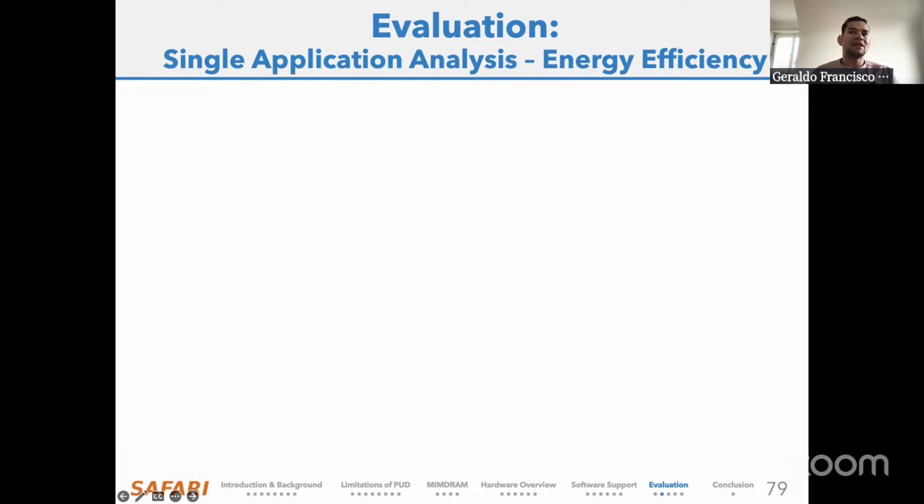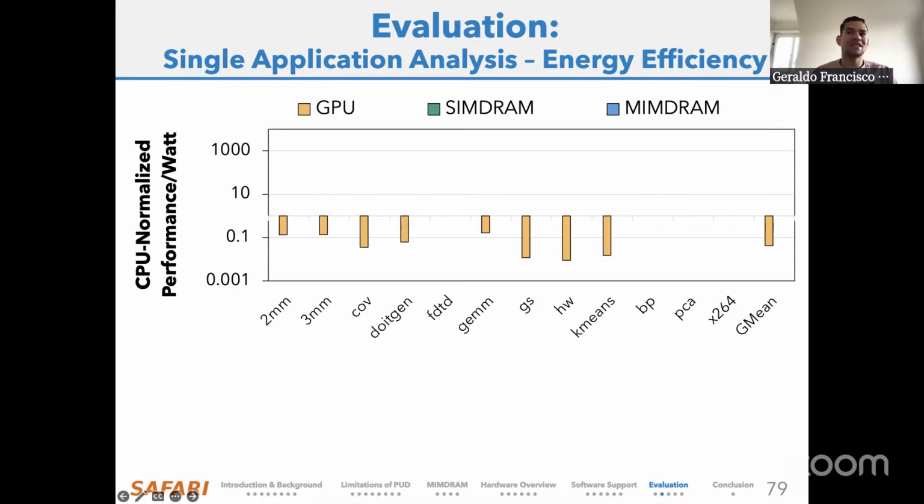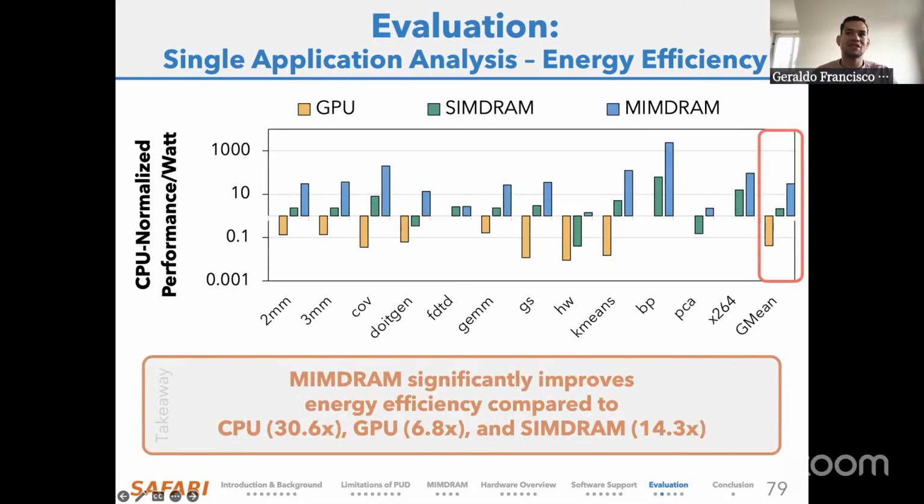First, we evaluate the energy efficiency of the CPU, GPU, SIMDRAM, and MIMDRAM for 12 real-world applications using a single DRAM subarray, which is conservative for a processing-using-DRAM system. Values are normalized to the baseline CPU. We observed that MIMDRAM significantly improves energy efficiency compared to the three baseline architectures.